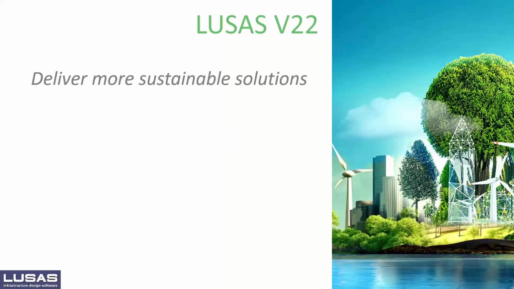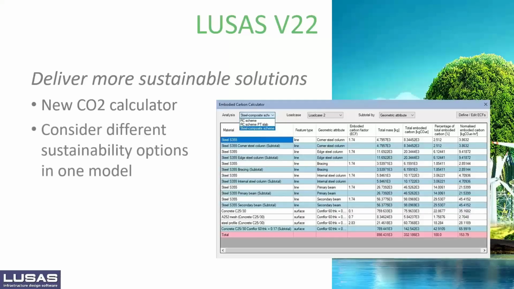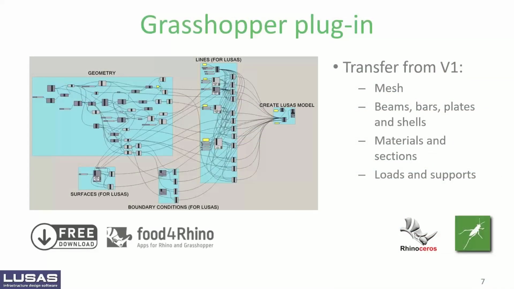Also with LUSAS version 22, we continue our sustainability theme with the extension to the bill of quantities to include the carbon, the CO2 calculator. This not only offers you the ability to look at a single carbon option, but in a single model, you can look at different sustainability options, get an idea for the CO2 that's embedded in each, and use that to guide your design decisions. But today is about Grasshopper.